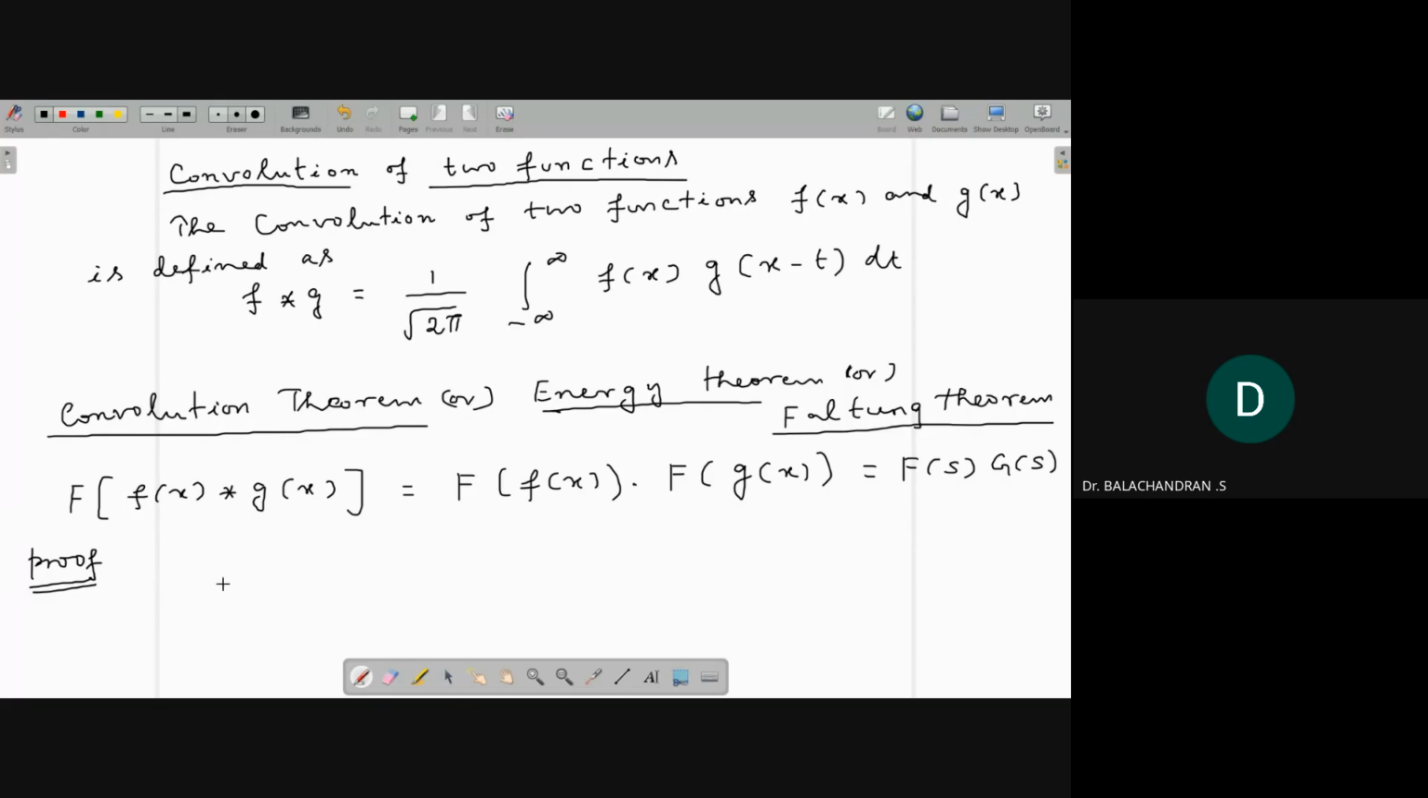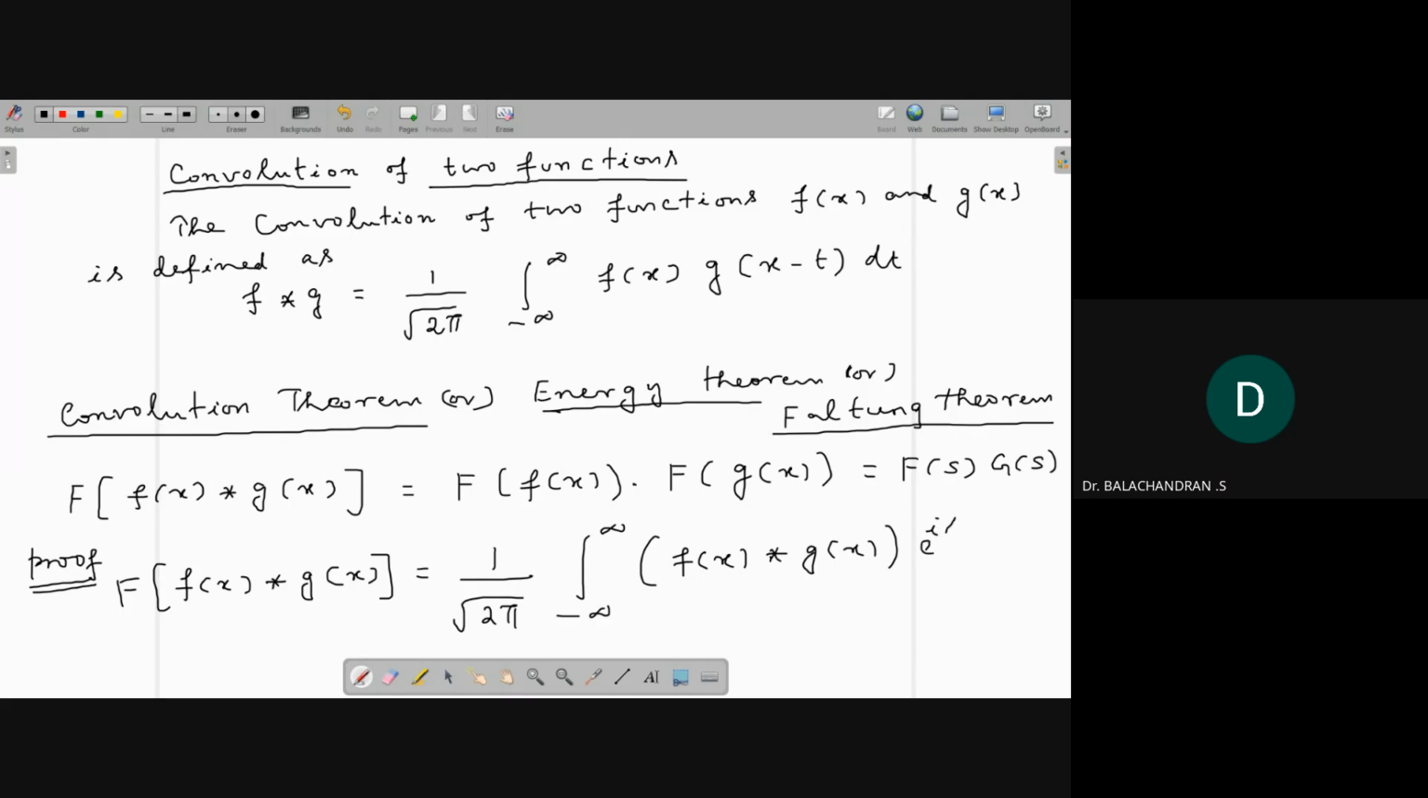First I'll take the left hand side. Fourier transform of f of x star g of x, which is equal to, by definition, 1 by root 2 pi, integral from minus infinity to plus infinity, f of x convolution g of x, close the bracket, and then e power isx into dx.